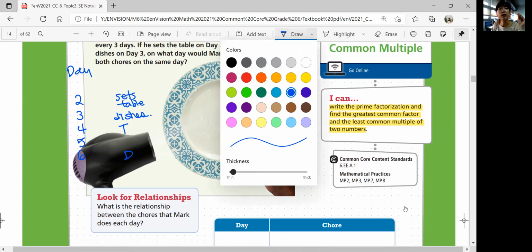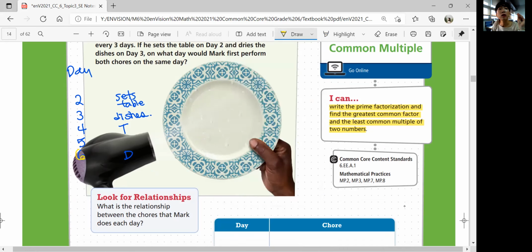Let's change the color so that you can see better. On the 6th day, he will do the dishes. Will he do the table on the 5th day? No, but the 6th day, yes. So is this the first day he would perform both chores on the same day? After day 2, yes. On day 6, he will do both, setting the table and drying the dishes. Okay. So day 5, he will not do anything.